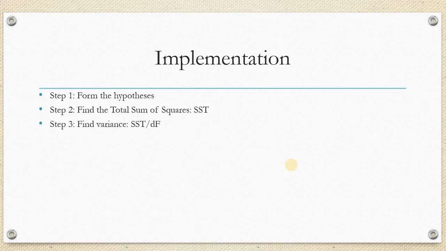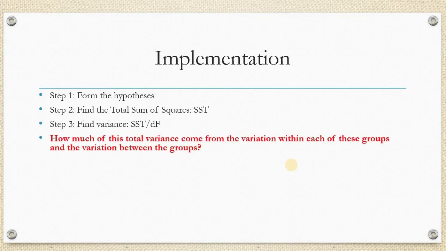Variance is nothing but SST divided by the degrees of freedom. The degrees of freedom in the system is n minus 1, where n is the number of groups present in the system. And then you need to answer this question: how much of the total variance which you have just found is coming from the variation within the group, and how much is coming from the between group variance?